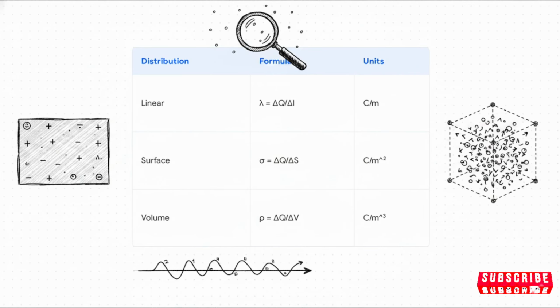Now, when we zoom out to everyday macroscopic objects, we completely stop trying to count trillions of individual electrons. It's just too much. Instead, we use continuous charge distributions. We look at how charge is spread out, whether it's stretched along a one-dimensional line, painted across a flat 2D surface, or filling up an entire 3D volume space. It just makes the math of big things so much more manageable.